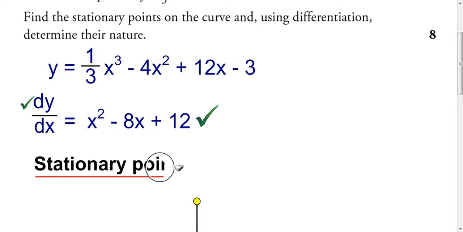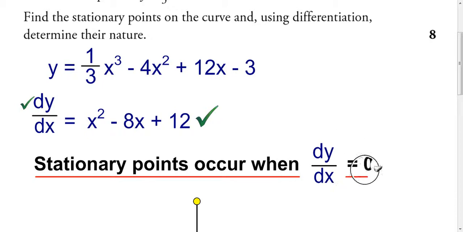Now for stationary points, it occurs when the gradient is equal to 0, the derivative equals 0. So make sure you write that statement for another mark. So we've got 3 marks already for not doing very much, differentiating this and making a statement that stationary points occur when the derivative is equal to 0.